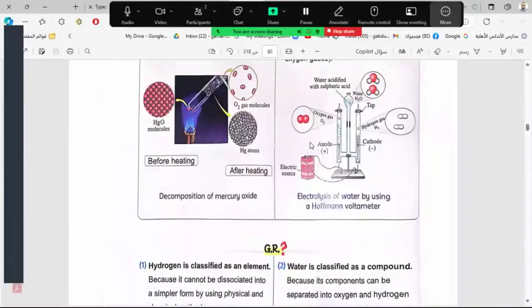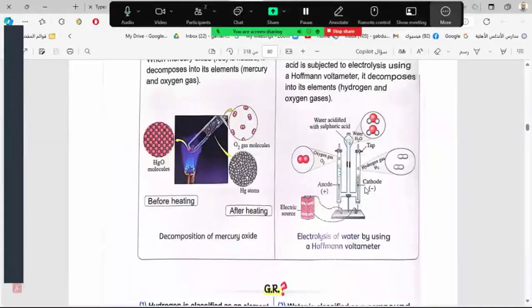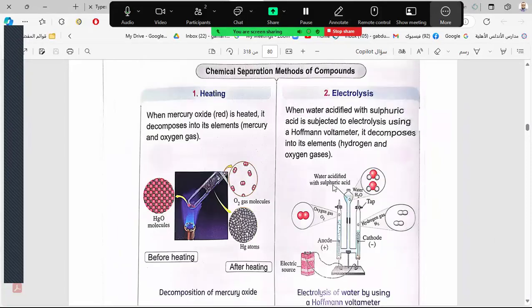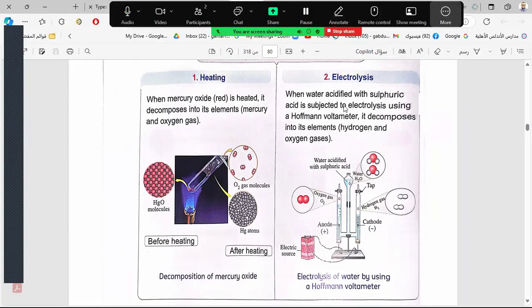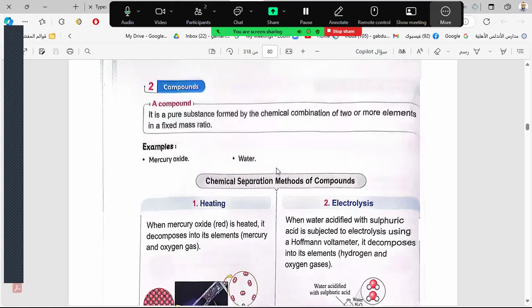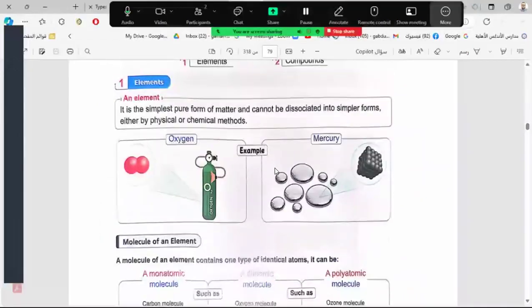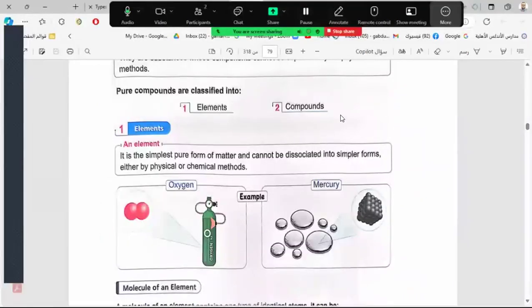Look here, we can separate hydrogen from oxygen, and this is a chemical way. We can separate hydrogen and oxygen from water. So the atoms or elements of water can be separated. Hydrogen is separated from oxygen by something called electrolysis. We will study it after a while. We have element and compound.